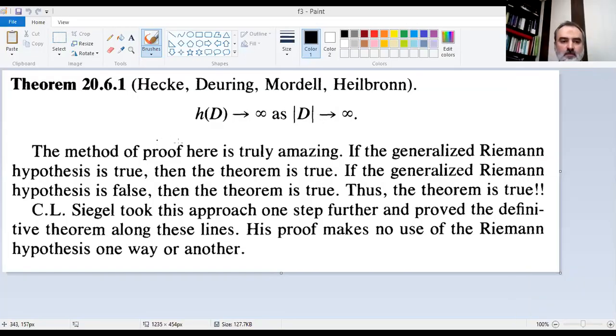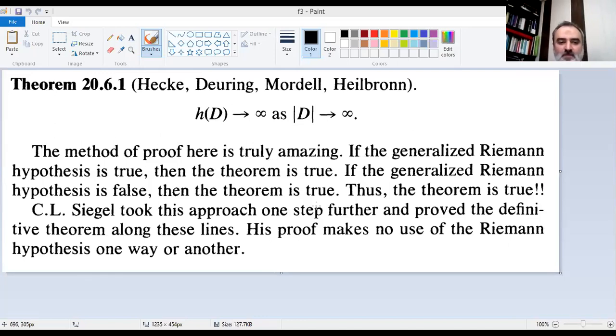This method of proof is really amazing because on the one hand, Hecke showed that if GRH is true, then we get the result. And on the other hand, these 4 people together showed that if GRH is false, we also have the result. So the result is true. I think this is an amazing proof. With or without GRH, you can get what you wanted.